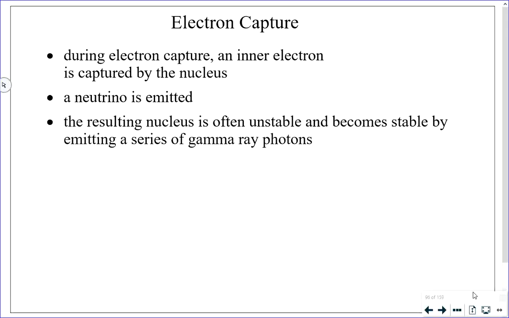I'm putting this because it's almost always on a diploma exam. If they describe electron capture, they throw in this last little nugget of information, that the nucleus you get is almost always unstable, and through a series of gamma ray emissions, it settles down to a stabler state.